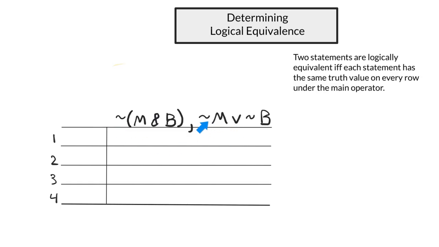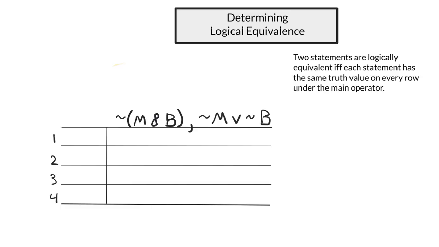Our other statement is, it is not the case M or it is not the case B. The main operator here is the wedge. It's a disjunction where the left disjunct is a negated atomic sentence and the right disjunct is the negated B. So we've got a truth table here that can determine line by line whether these statements are logically equivalent. That is, that they have the same logical meaning, and we can test that out with the truth table.